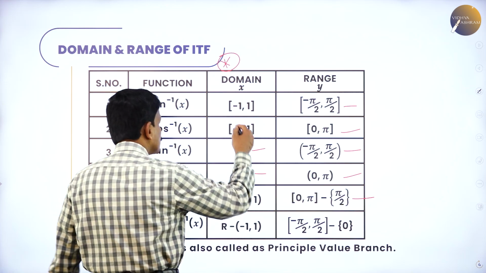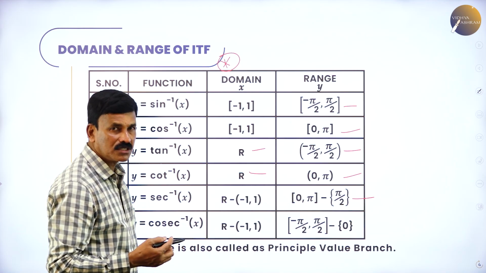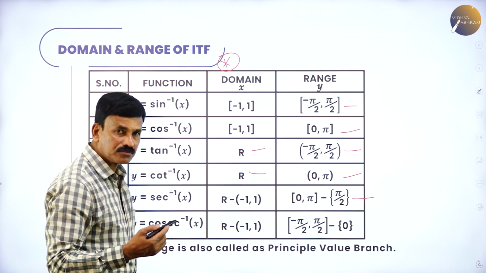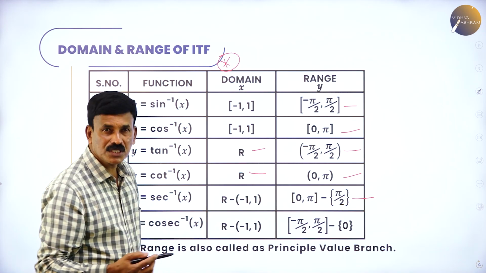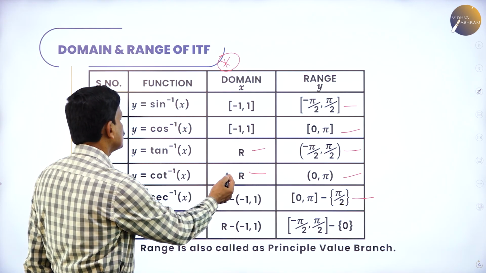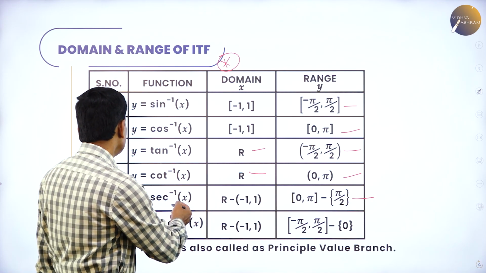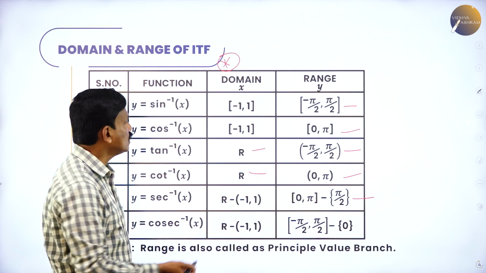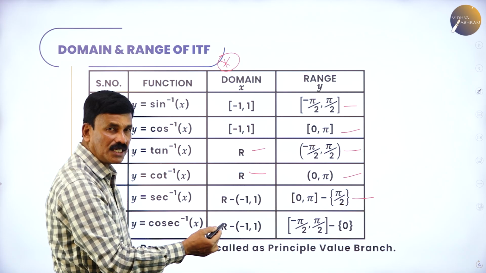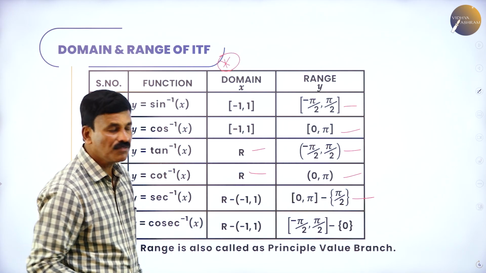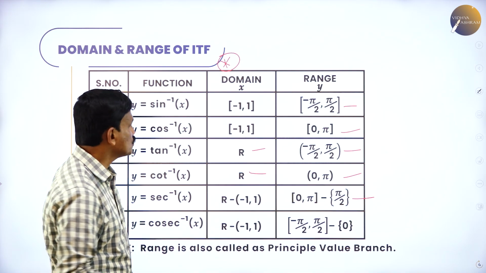Similarly, for cos inverse x, the domain is -1 comma 1 and the range is 0 comma pi. And for tan inverse x, the domain is R, the set of real numbers, and the range is minus pi by 2 comma pi by 2. Some ranges are in a closed interval and some ranges are in an open interval. Cot inverse x has domain R and range 0 comma pi open interval. For secant inverse and cosecant inverse the domain is the same, R minus of -1 comma 1, and the range differs: 0 comma pi minus pi by 2 for secant inverse, whereas minus pi by 2 comma pi by 2 minus 0 for cosecant inverse.